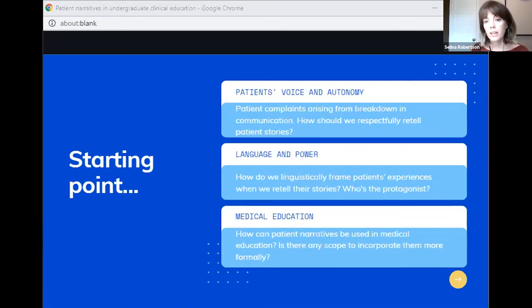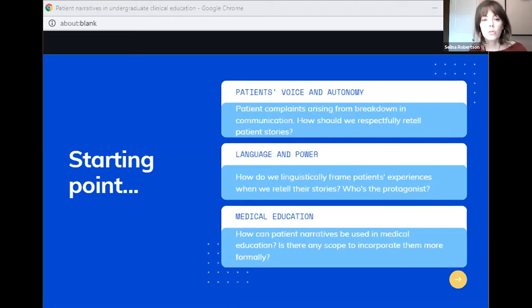And it seemed to me, this was at the time when I started the study in 2017, but I think this probably does still hold today, that patient complaints were largely to do with communication or breakdown in communication. That's how they were coded. So that started me thinking, what's going on here?